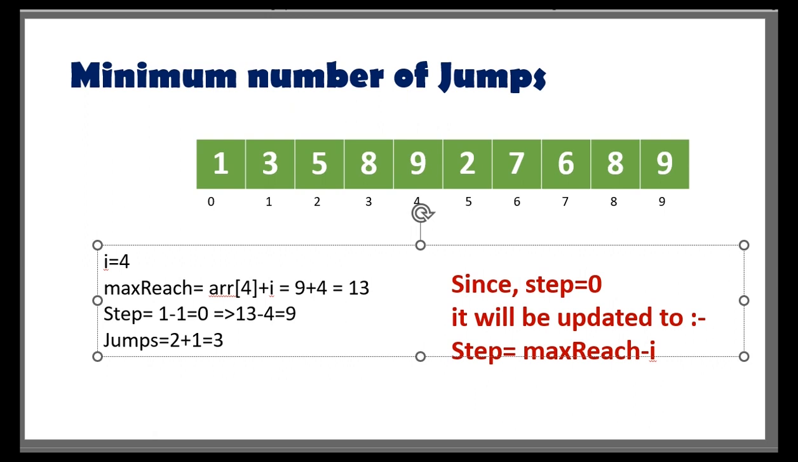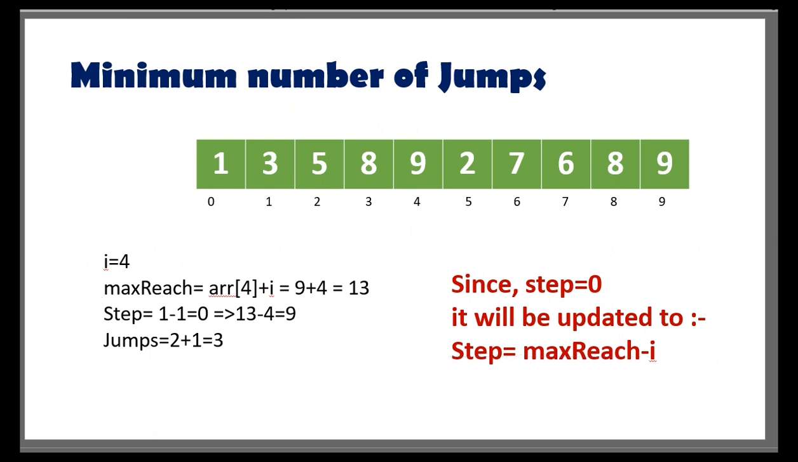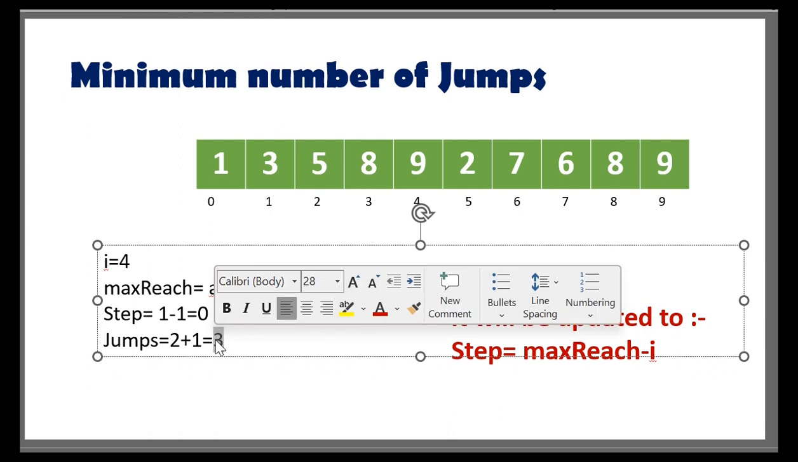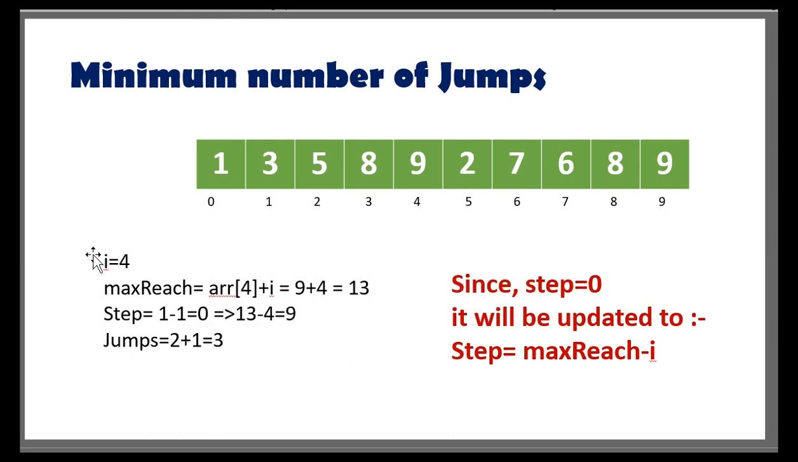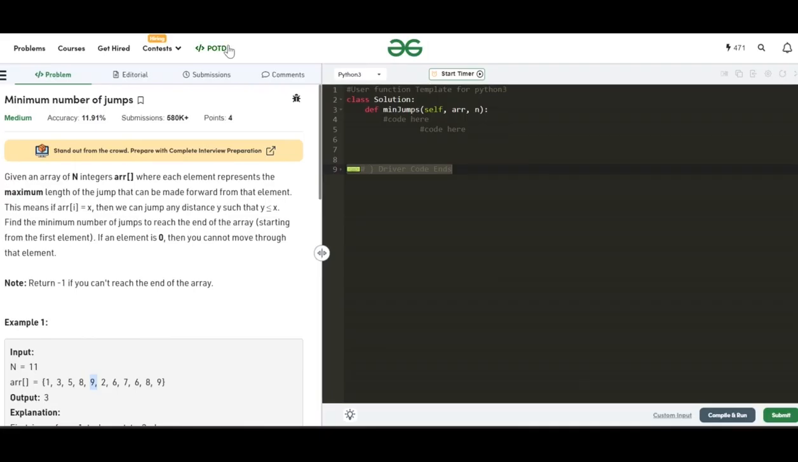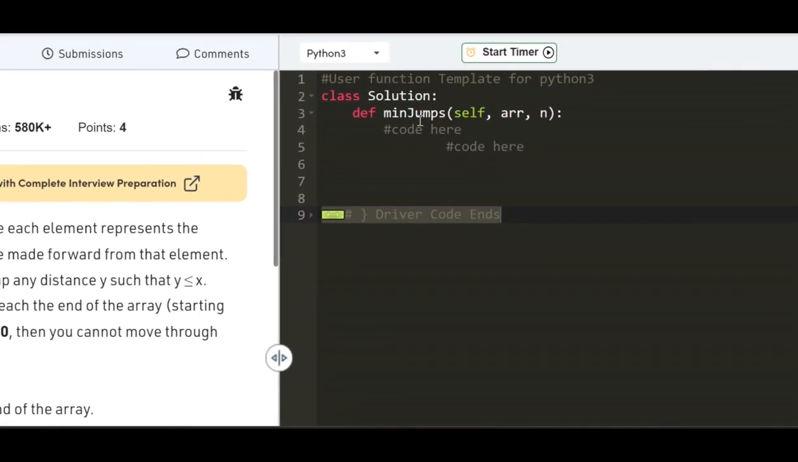Okay people, so moving forward, now the value of jumps will also be updated, since the step was 0, so jumps is 3. So people, I guess you are able to understand the logic we are following till now. Let's move forward to our code. I'll be zooming this for you people.